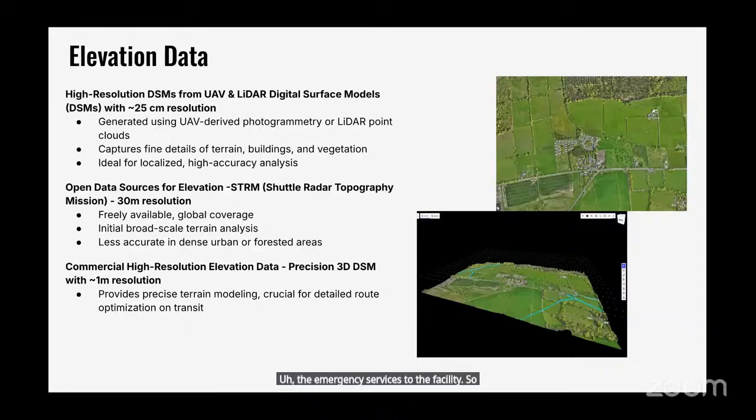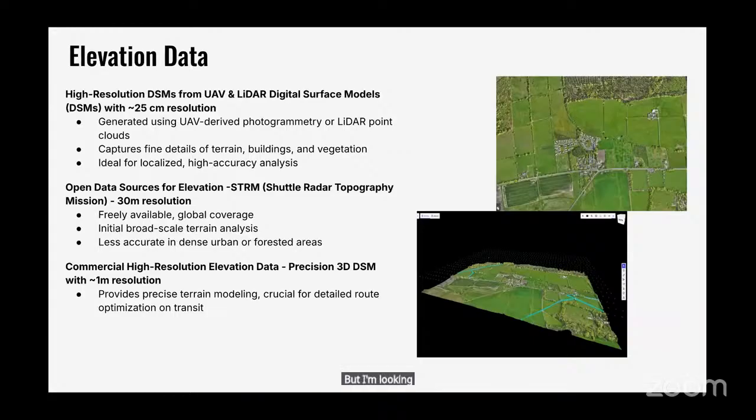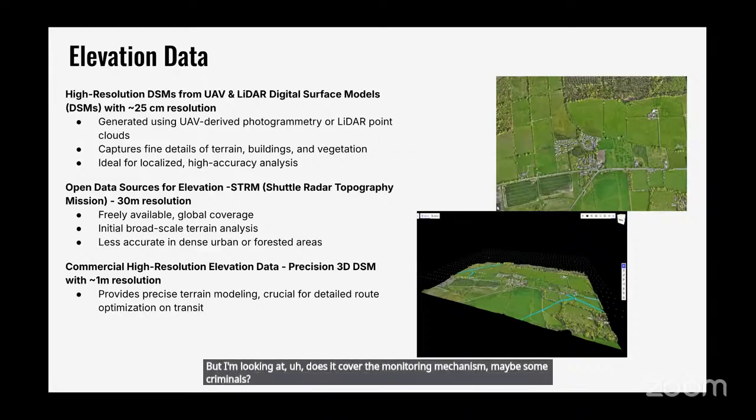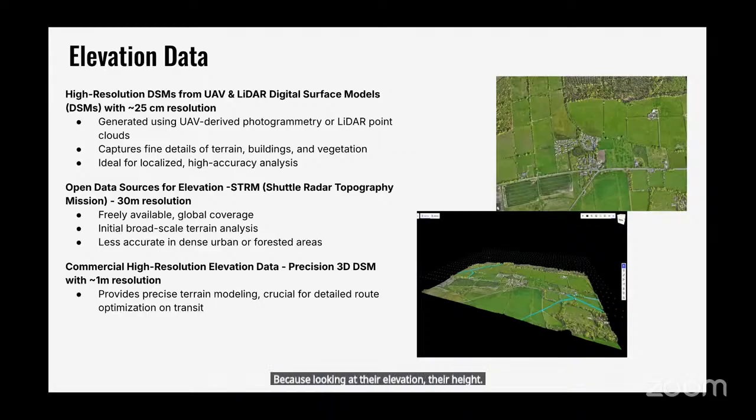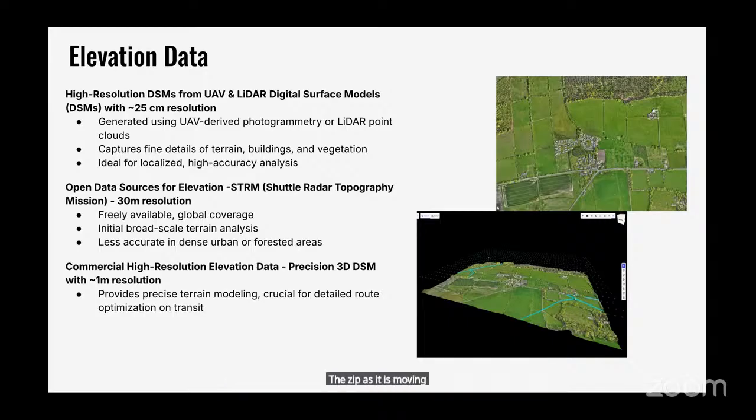So that's one aspect. And then on the aspect of monitoring, he also spoke a lot on the monitoring, though he said it operates on its own, but there's still a monitoring mechanism. But I'm looking at whether it covers the monitoring mechanism against maybe some criminals, because looking at the elevation, the height of 400 feet or 120 meters above, if somebody could harm the zip as it is moving. So I want some clarification on it.